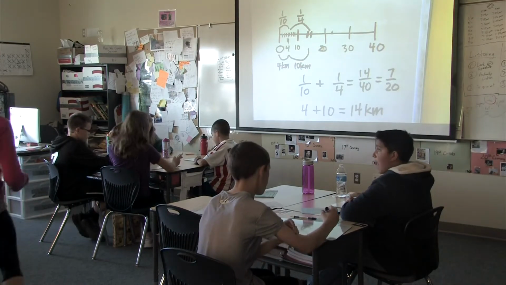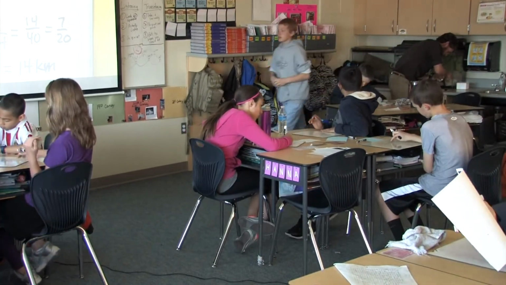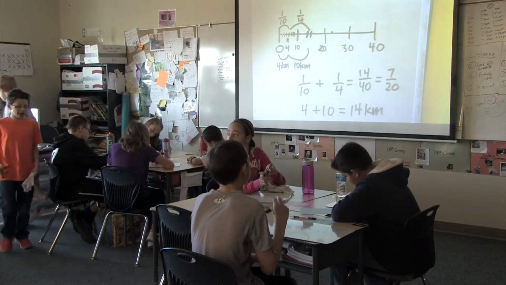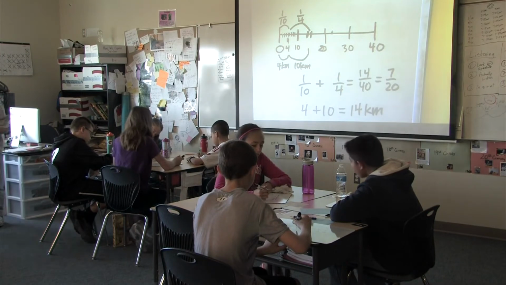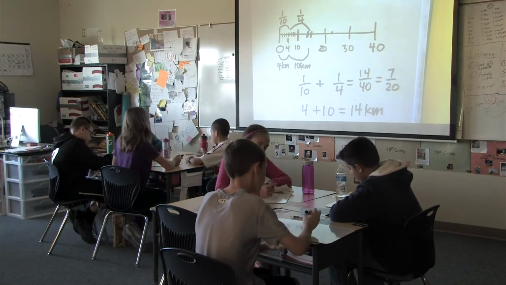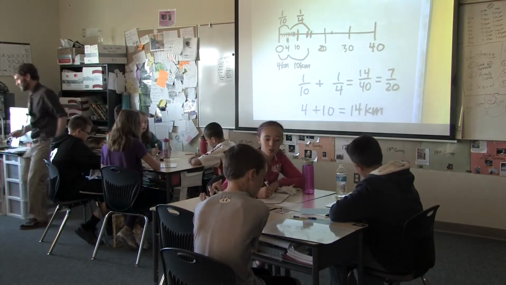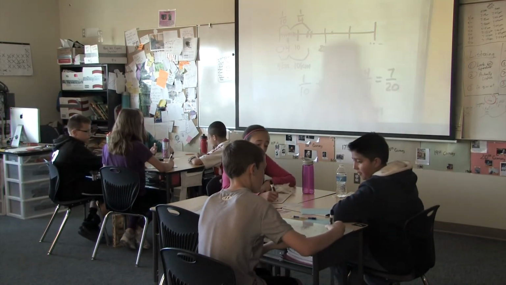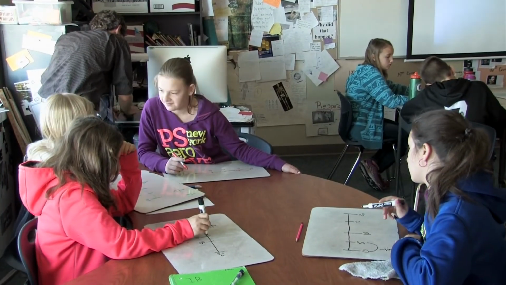Yeah. I think 1/10 would be 2, because 20 divided by 10 is 2. So I think it would be right here. Because if you have your fourths, half of 5 is 2.5, so that's really close to 2. 1/4 would be at the 5 mark. So he ran 7 kilometers out of 20 kilometers.